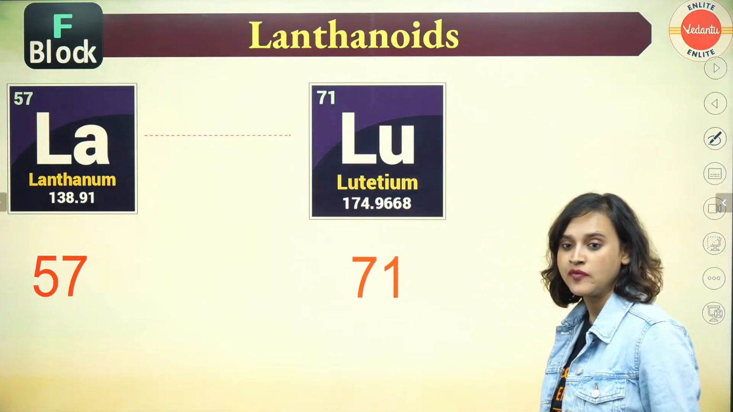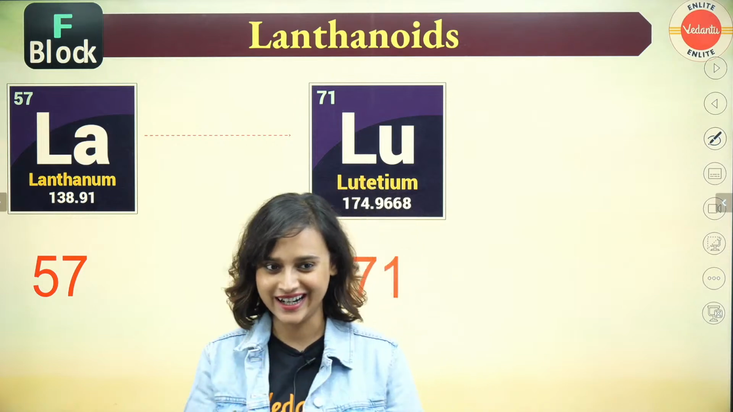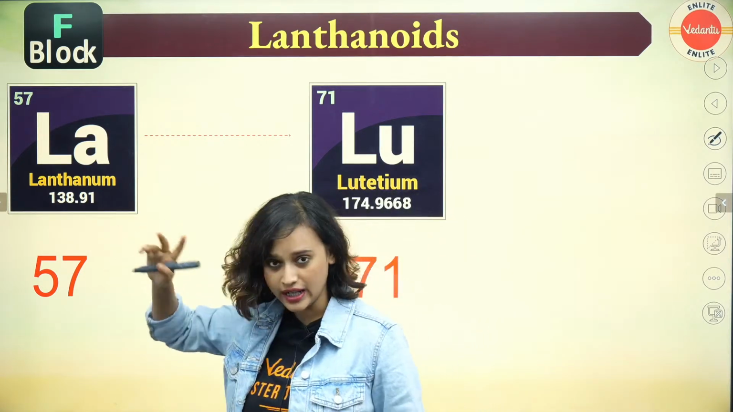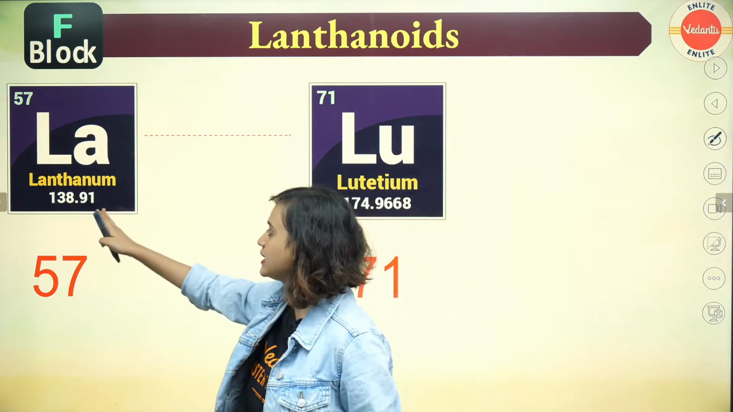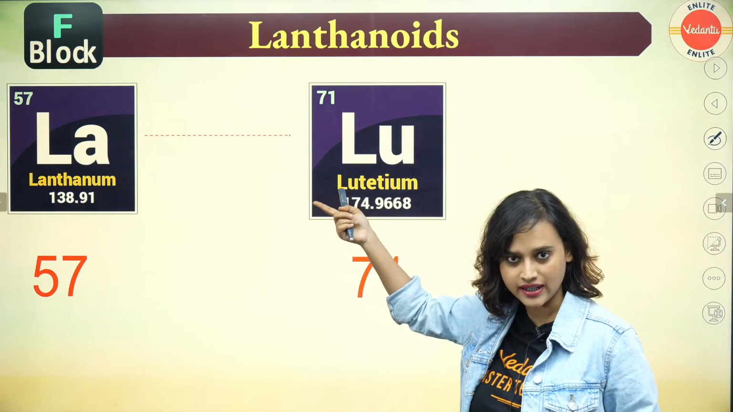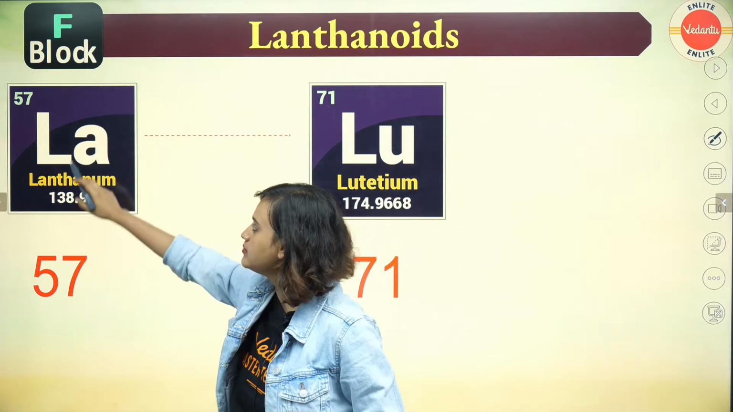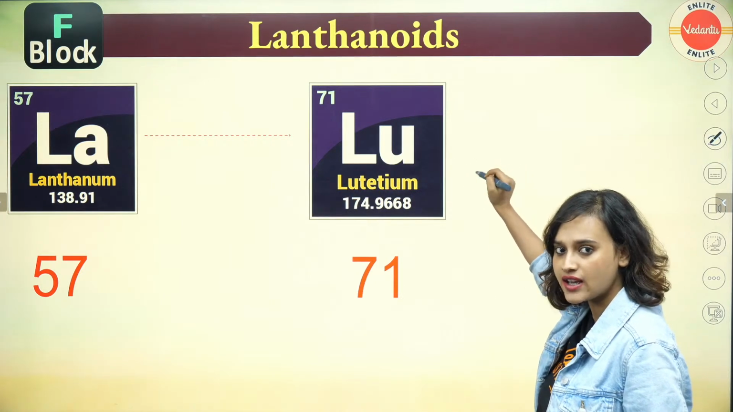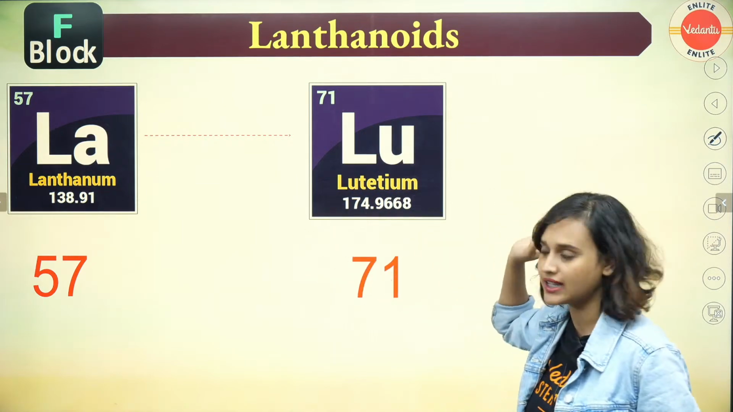Now, F block. We all know that F block is outside of the periodic table, and it starts from lanthanum. In F block, there are two periods: lanthanoids and actinoids. The lanthanoids start from lanthanum, atomic number 57, to 71, lutetium.